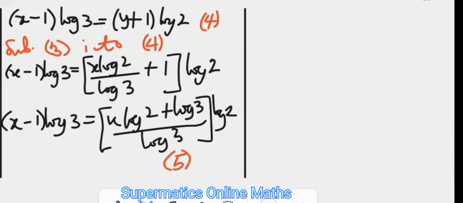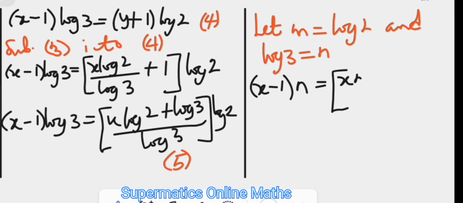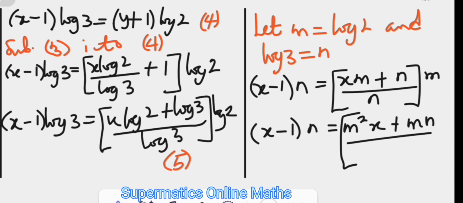To make the work easy and not cumbersome, let us from equation 5 use m to represent log 2 and n to represent log 3. Doing this means that equation 5 becomes x minus 1 times n is equal to x times m plus n over n, and that multiplying m, which becomes x minus 1 times n equals m squared x plus mn over n.